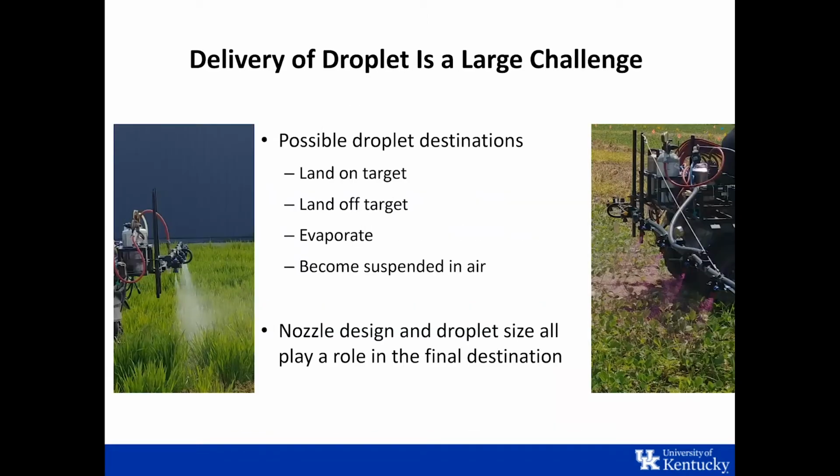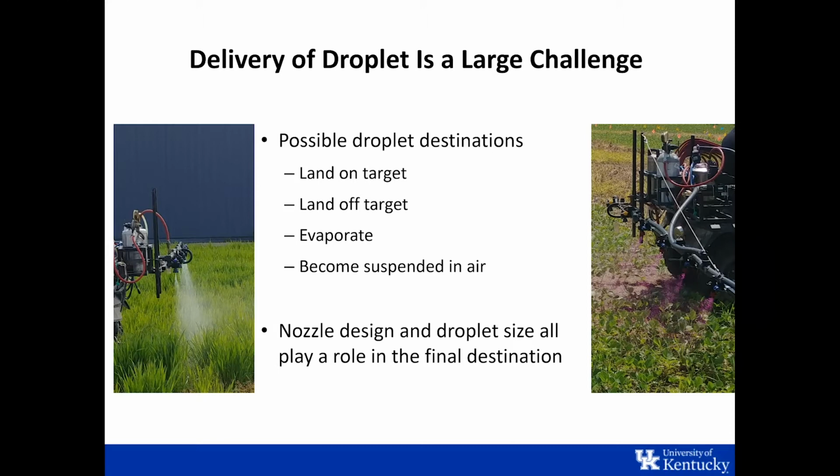And so when we're talking about delivery of the droplet, it can be a very large challenge. So there's two destinations for those droplets. They can land on their intended target, which in a perfect world, 100% of them would, which we know is not reality. And they can also land off of their target, which, as we know, is something that we want to avoid in all scenarios.